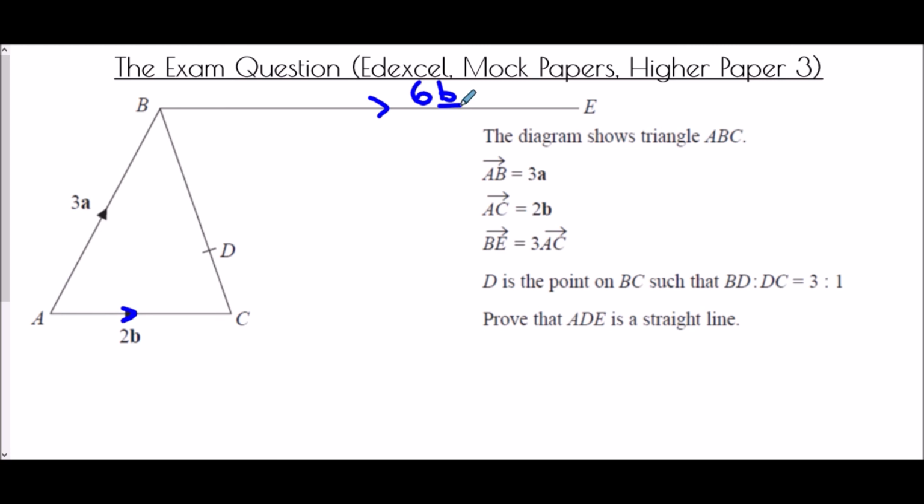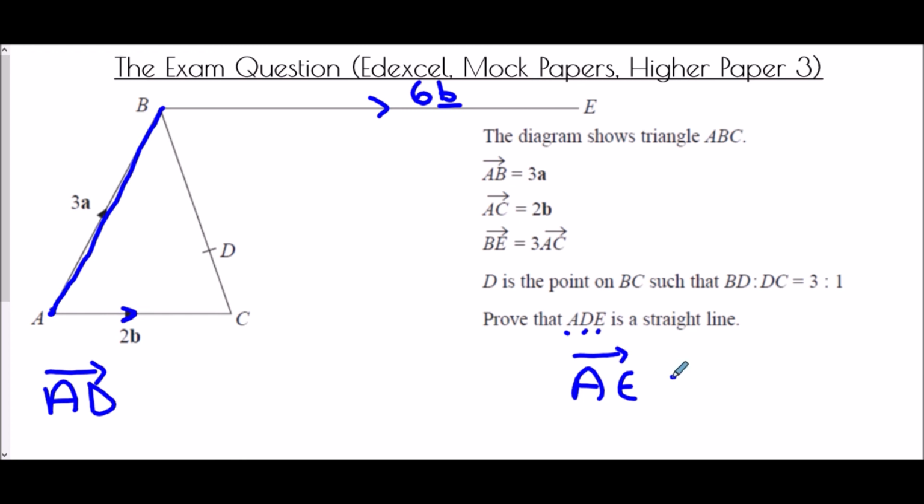So we are trying to prove that ADE is a straight line. So what we are going to need in our answer, we're going to need the vector AD and we're going to need the vector AE. Because if we're going to prove that they are a straight line, we need to prove that they are parallel and they have the same starting point. And so AE is actually quite a straightforward one to find. If I want to get from A to E, I will travel from A to B, which is 3a, and then travel from B to E, which is 6b. So let's just call that 3a plus 6b.